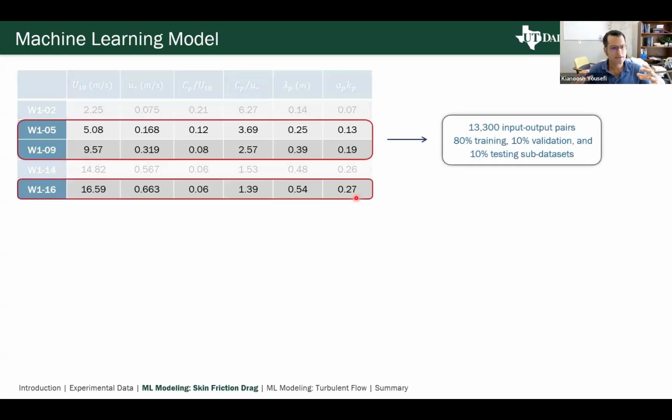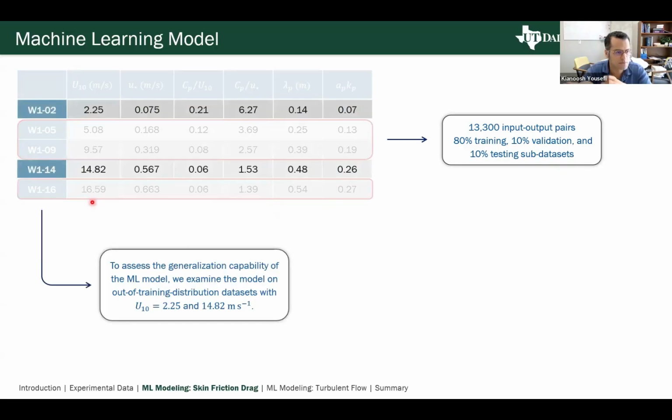Out of this data set, I'm using 3 experimental cases to train the machine learning model: the cases with a wind speed of 5, 9.5, and 16.6 meters per second. In total, I have more than 13,000 input-output pairs, and we split the data into 80% training, 10% validation, and 10% testing. There are 2 other cases that we do not touch and do not use for training. We get back to them to see how the model can generalize over these unseen cases.